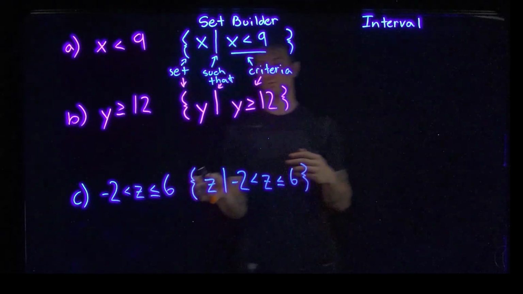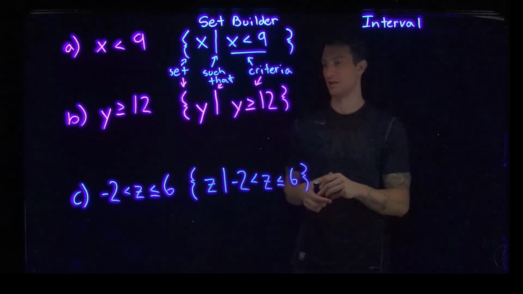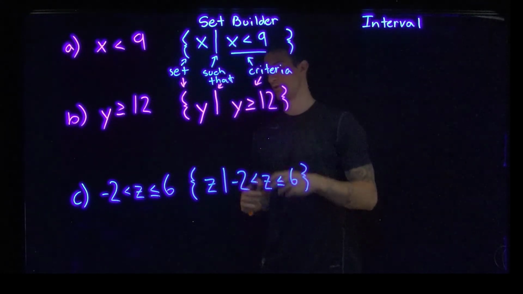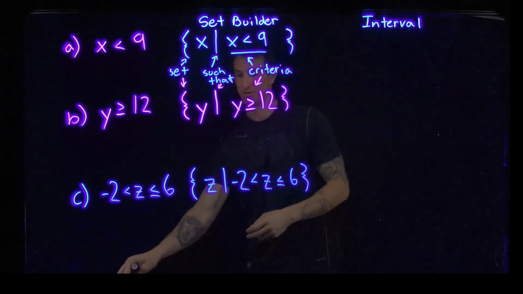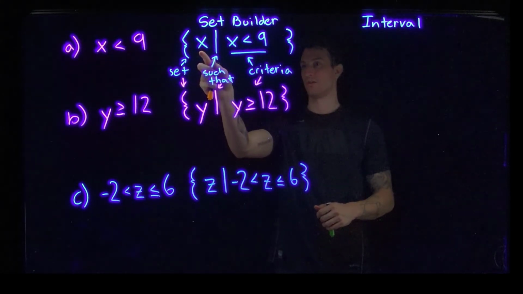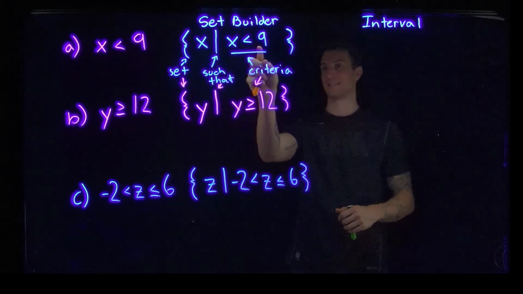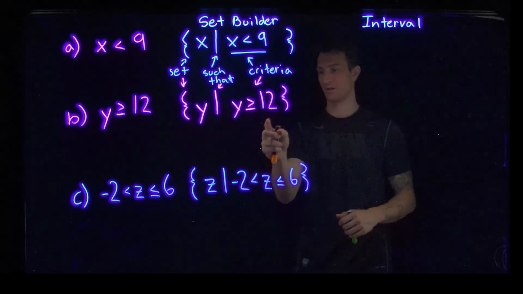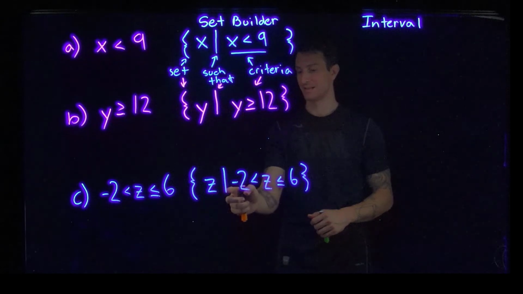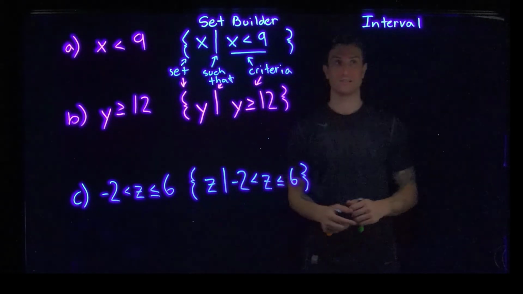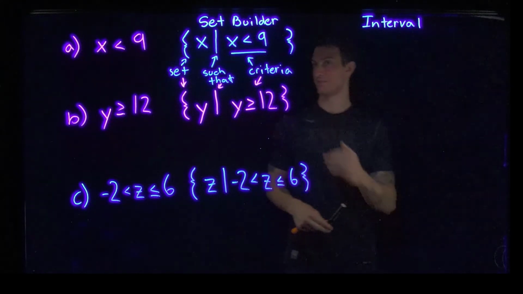Maybe it's different because we haven't used the curly braces before to denote a set, but I promise you that's the only difference. This bar here, we try to confuse people with math symbols. It just means such that. So we want all the x's such that x is less than 9. We want all the y's such that y is greater than or equal to 12. And we want all the z's such that z is greater than -2 and less than or equal to 6. So that's the first part.